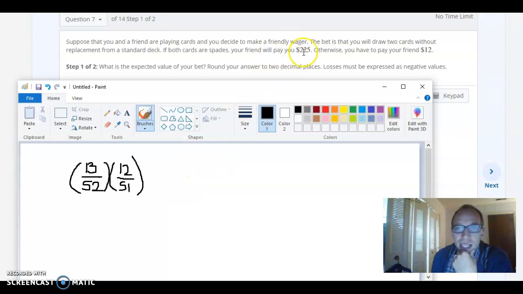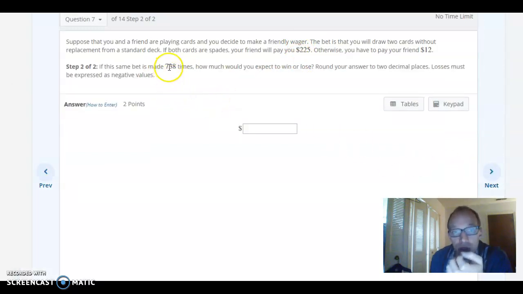So you would multiply that chance that you would win times 225. And then you would subtract the chance that you would lose, which would be 1 minus whatever this turns out to be. 1 minus that is the chance that you're going to lose. And you'll multiply that chance times 12. That's going to get subtracted from the chance you win times 225. And that's going to give you the expected value of your bet. Then what you can do is just take that number and multiply it by 738. Over time, on average, that's how much you would expect to win or lose using this type of wager.